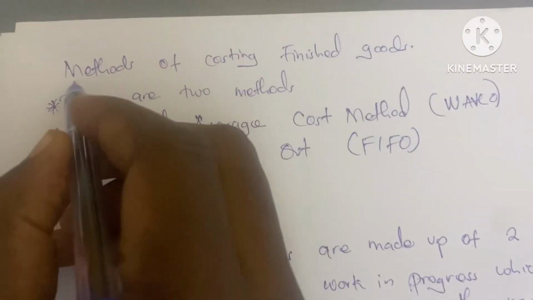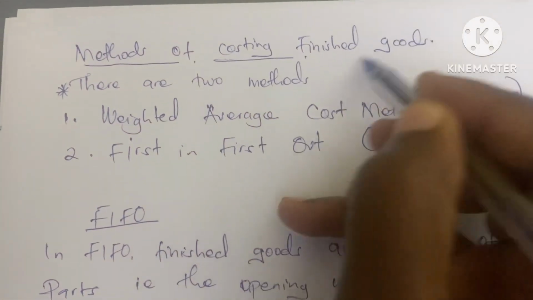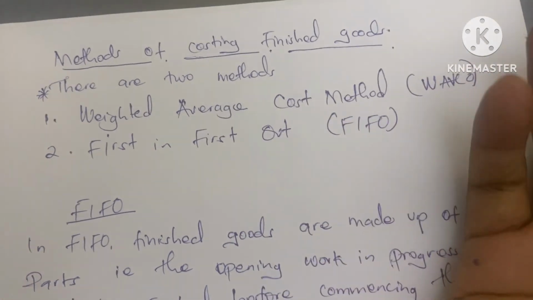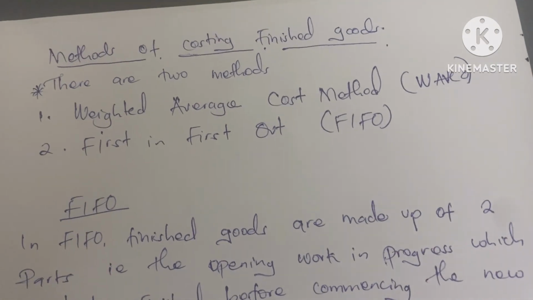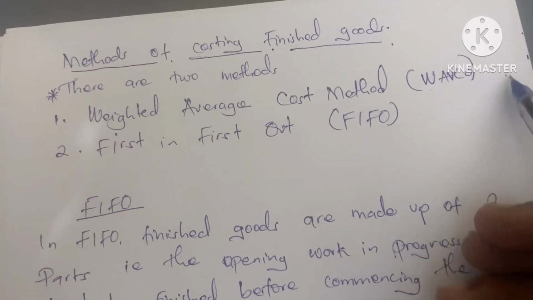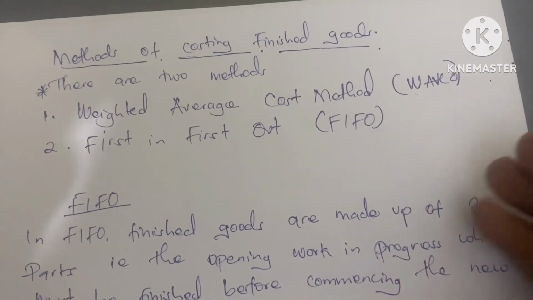So let's look at the methods of costing finished goods. There are two methods that we use when costing finished goods. We have the weighted average cost method, which is WAVICO, then the first in first out method, which is FIFO.